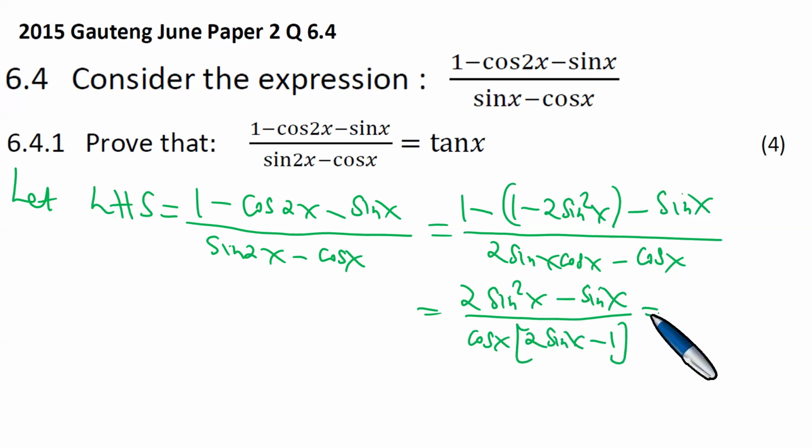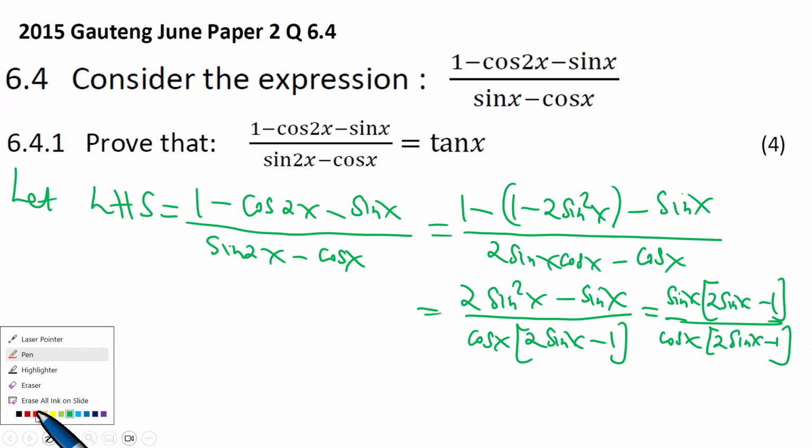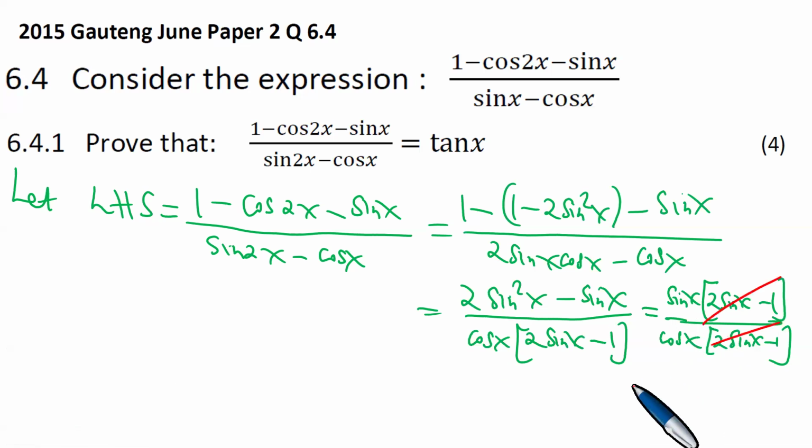Here you can factor out sine x from the numerator, and if you do, you're left with 2 sine x minus 1, divided by cosine x, 2 sine x minus 1. Okay, we're good. But what do we achieve? Which is exactly sine x over cosine x, equals tan x. So we're good, and therefore this is the right-hand side. So we're able to get the tangent of x.